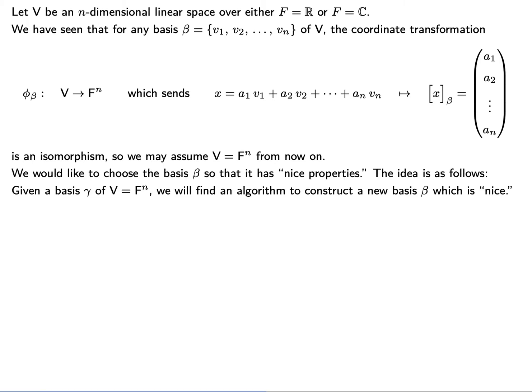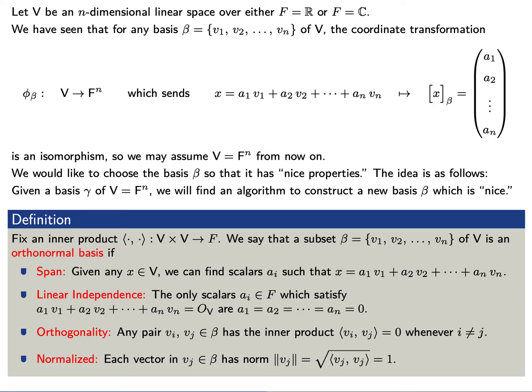The reality is we like to choose our basis beta so that it has, quote, nice properties, unquote. The idea is as follows. Given a basis gamma of our space F to the n, we're going to introduce an algorithm that will construct a new basis beta, which is, quote, nice, unquote. Here's our definition of what it means to be, quote, nice, unquote. Let's fix an inner product, angle bracket. We'll say that a subset beta is an orthonormal basis if the following four properties hold.